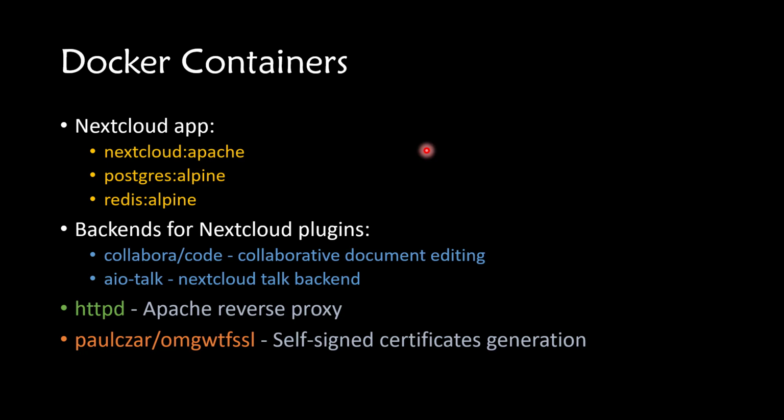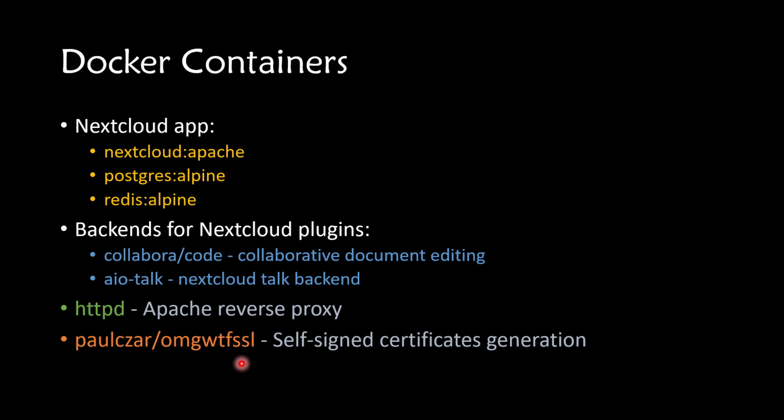So this is the summary of the containers we are going to use. The Nextcloud app will use the Nextcloud Apache container, Postgres container, and Redis container. And for the document editing backend, we use the Collabora CODE container, and for the messaging and video conferencing backend, we use the AIO Talk container. And the reverse proxy is the Apache HTTPD container. And if you want to use self-signed certificates for internal usage or development purposes, I also created a script for that. It uses the OMG WTF SSL container.